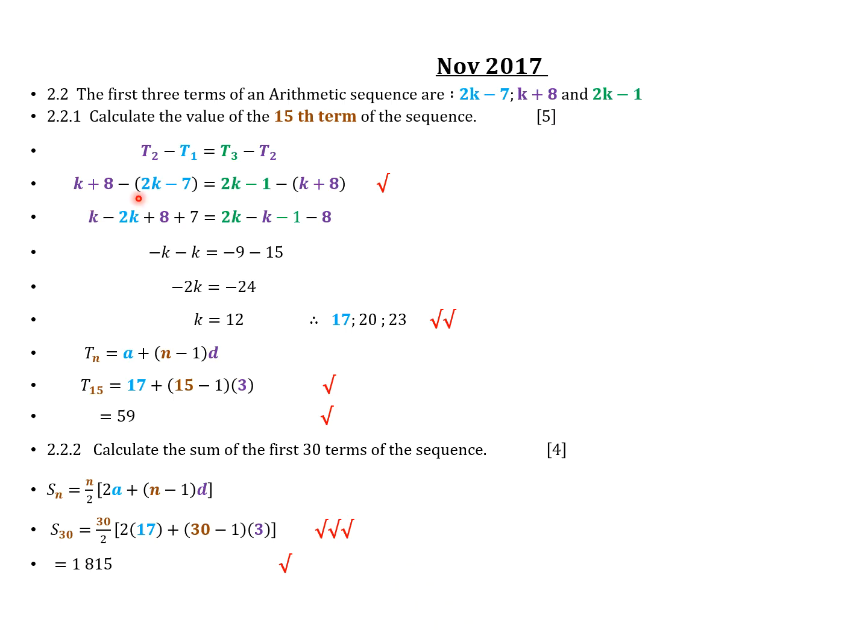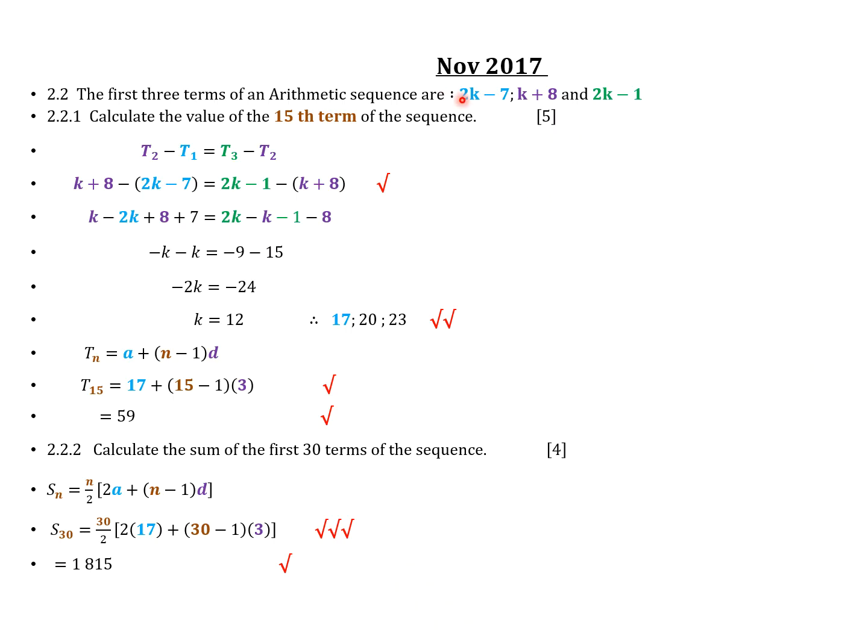So k plus 8 minus 2k plus 7: negative times negative gives me positive 7, so 8 plus 7. Then 2k, negative times k is negative k, and negative times 8 is negative 8, minus 1. So k minus 2k gives me negative k. 2k minus k gives me k; if I bring it over, negative k. Minus 1 minus 8 is negative 9. 8 plus 7 gives me 15; bring it over, negative 15. So that gives me negative 2k equals negative 24. Negative 24 divided by negative 2 gives me positive 12.